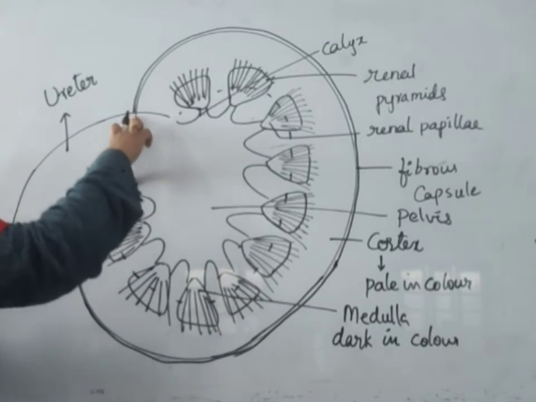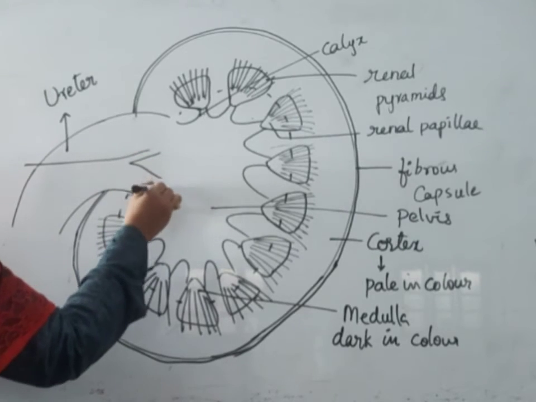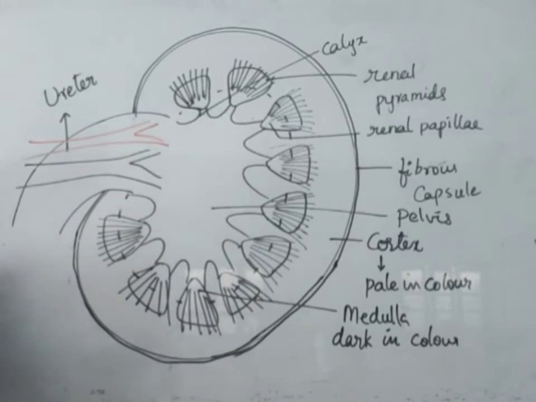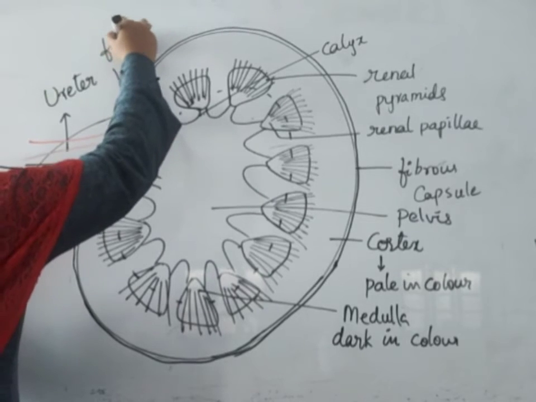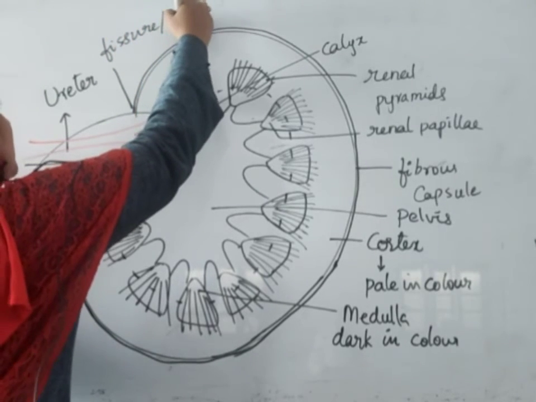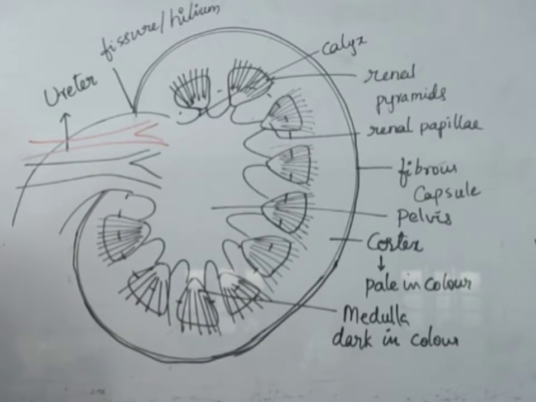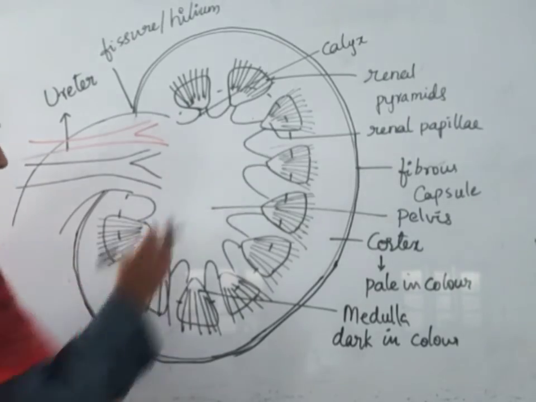And at this portion where the ureter is starting, we have a branch of the renal artery also. We have a branch of the renal vein also. Okay, this portion is called the fissure. You can also call this the hilum. Singular hilum, plural hila. Okay? So that is the structure of the kidney.